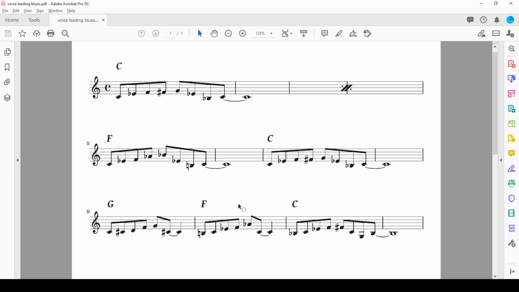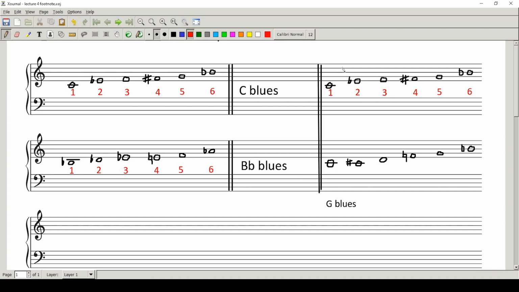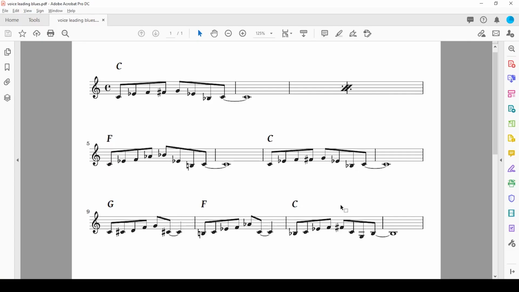So for instance, E flat in the C blues scale becomes C sharp in the G blues scale. So this E flat in the lick becomes this C sharp in the lick. And likewise, this E flat right here becomes this C sharp right here.